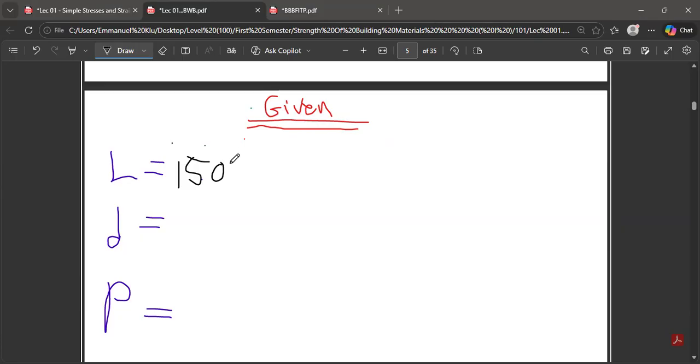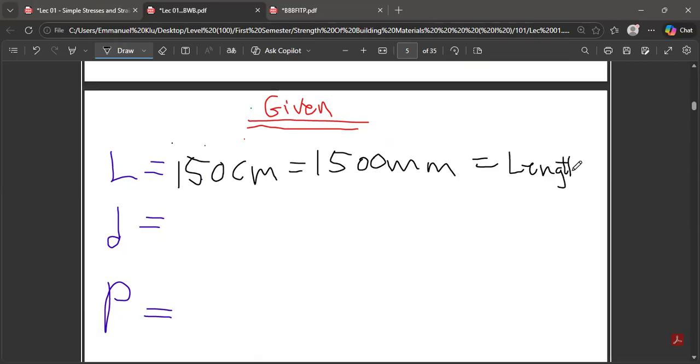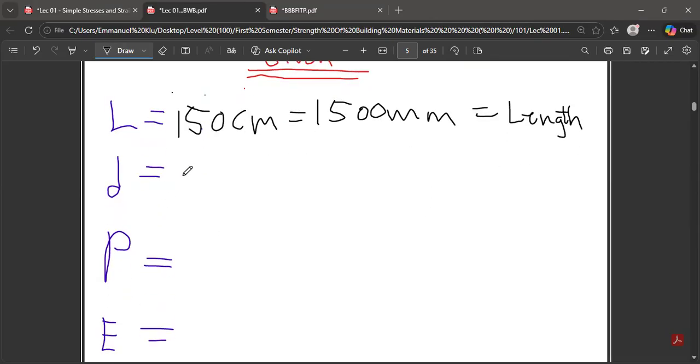Okay, so our length that was given to us was 150 centimeters, but we later converted it to 1,500 millimeters, which is the same as our length. Also, our diameter that was given in centimeters, we later did our conversion and realized that it was now equal to 20 millimeters. And we said that this is known as our diameter.